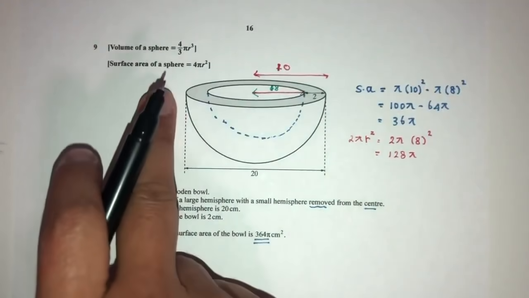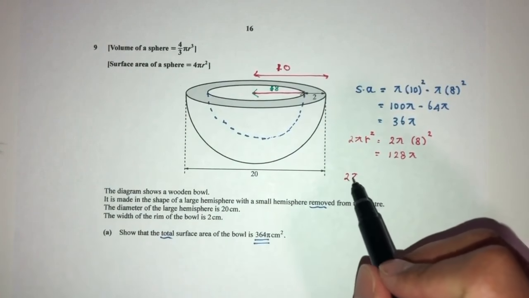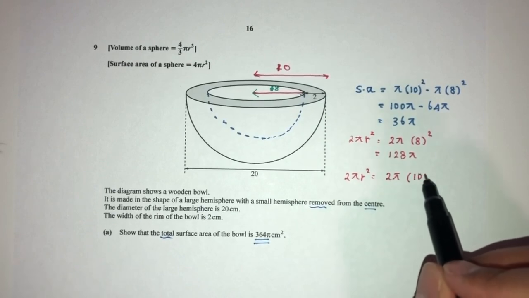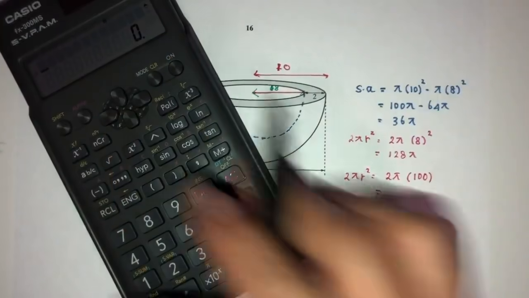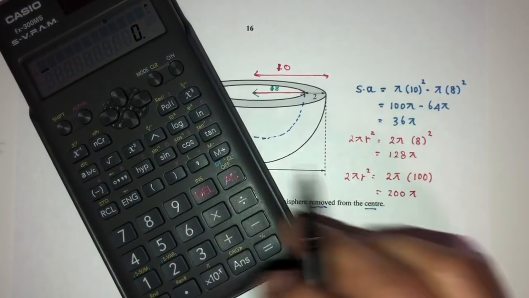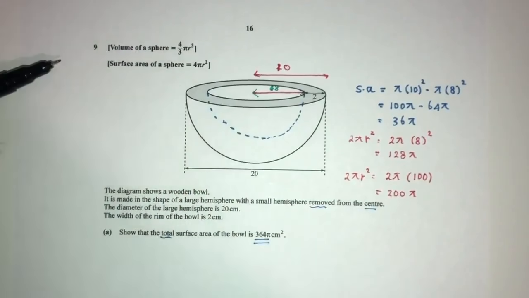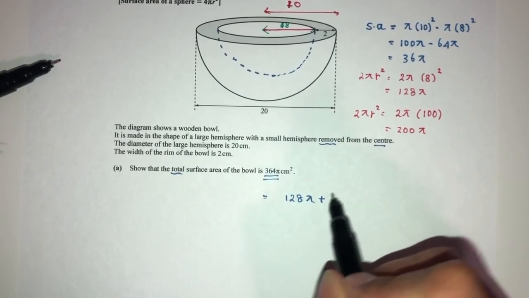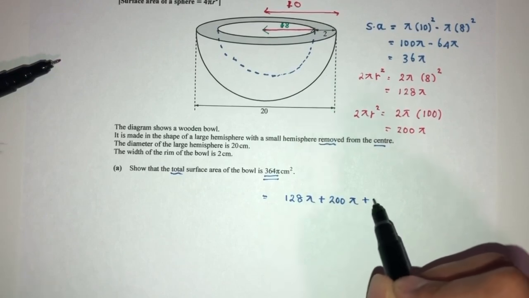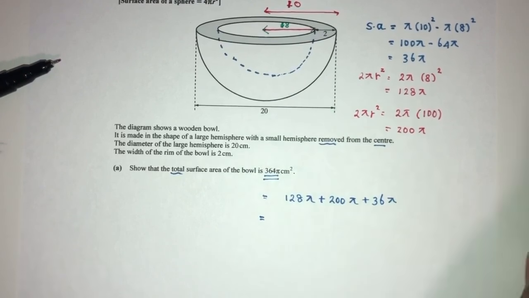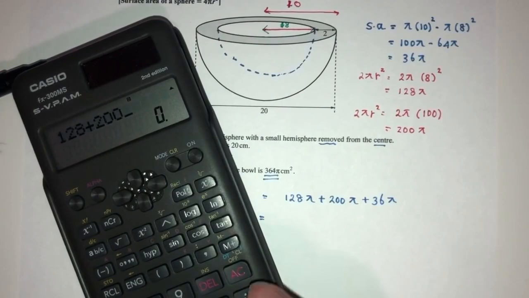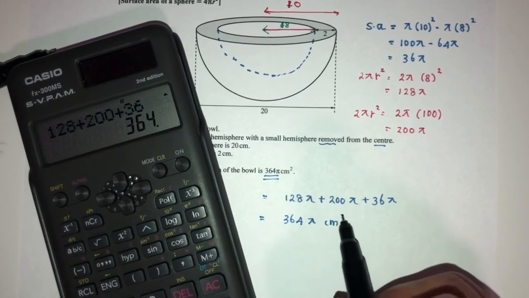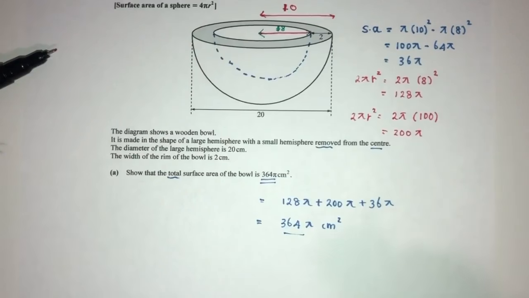Now what is the area of the large one? It is the same thing, 2 pi r square. Obviously just the radius has to change, it becomes 10, becomes 100, right? 10 square is 100. That will be 200 pi. Obviously we have to add everything up. The total surface area will become 128 pi plus 200 pi plus 36 pi, and see what happens. So 128 plus 200 plus 36, that'll be 364 pi centimeters square as required. That is part A of your question.